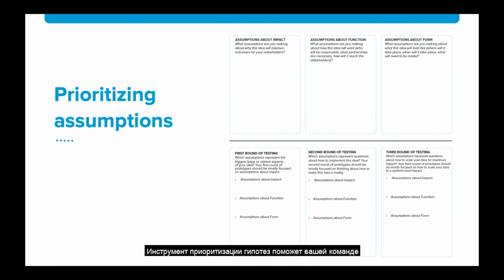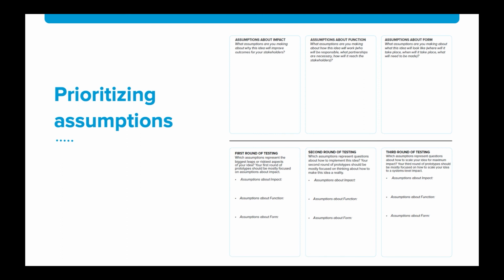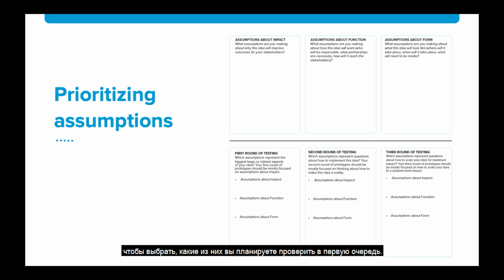Prioritizing assumptions is a tool designed to help your team prioritize the assumptions you identified during the building blocks and storyboard your idea tools, in order to select which assumptions you plan to test first. As you develop your idea, you will be inherently making assumptions about your stakeholders. Your team needs to test those assumptions early, before expending a lot of resources on an idea that might fail. By prioritizing your assumptions, your team will be determining which assumptions to design your prototypes around.